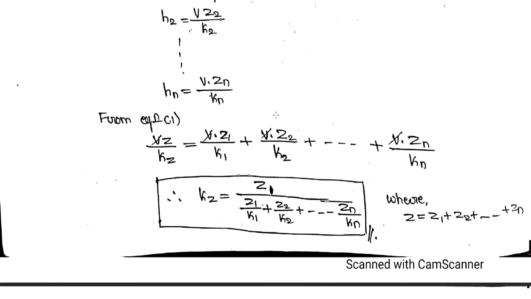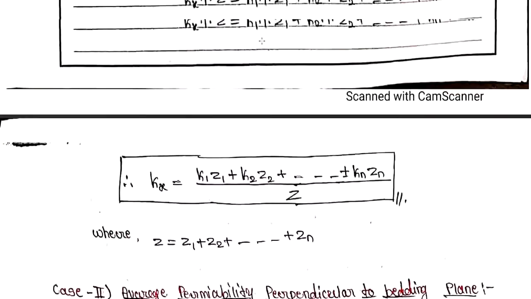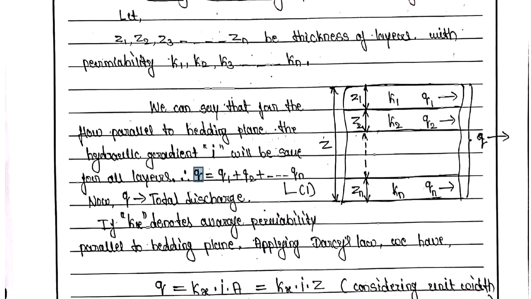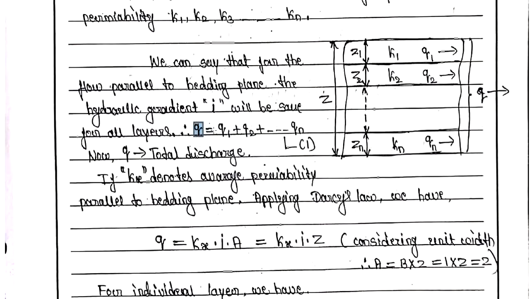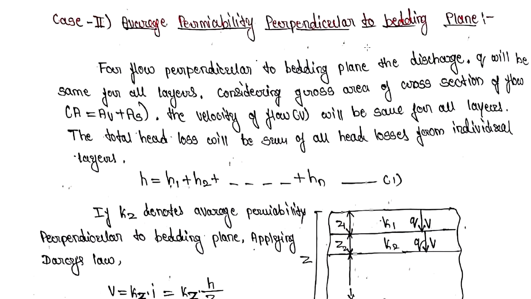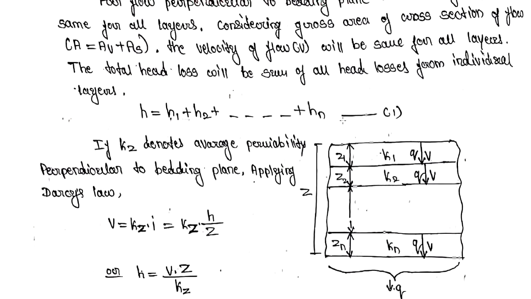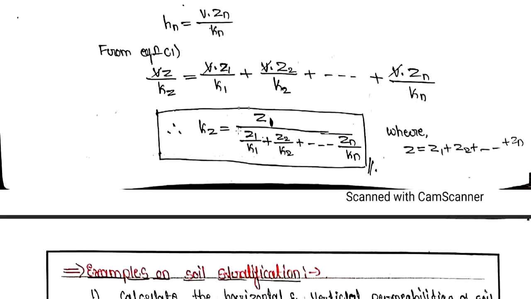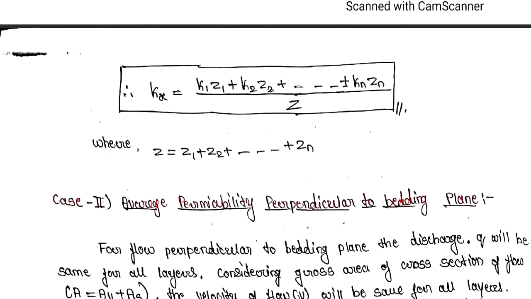Okay, so you can go through these formulas. You just need to remember these very important two points: the total discharge when the flow is parallel to the bedding plane is equal to the sum of all the discharges from the layers. The total head lost when the flow is perpendicular to the bedding plane is nothing but the sum of the head lost in all the layers. So you can just go through it. You need to remember the formulas. So this formula you need to remember, and this formula also you need to remember.